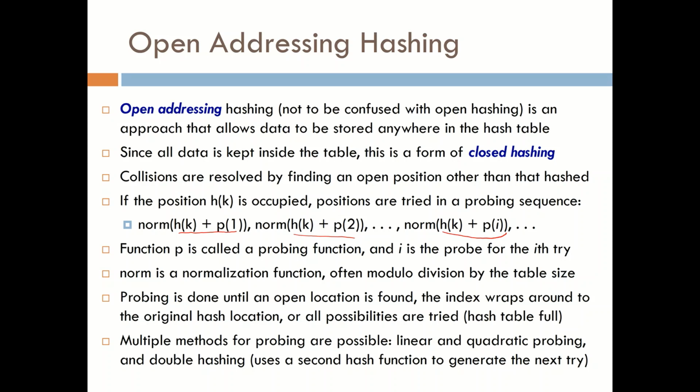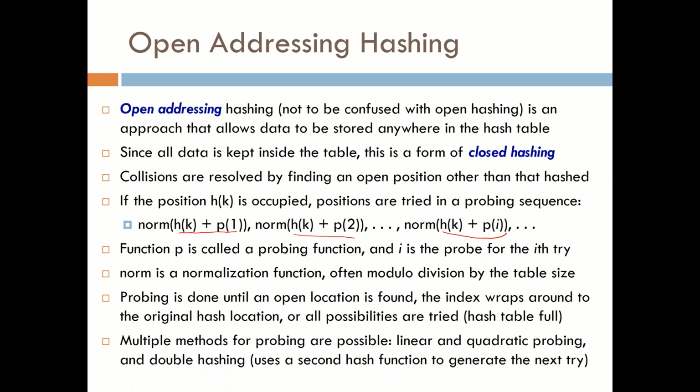The first time we hash into a table, that is its home position. That is not a probed location. We only begin probing if there is actually a collision at that location, and then we will add our first probe to h of k, and we will normalize. Normalize simply means mod by the table size. That's all normalize means here, because we need an index between 0 and m minus 1, if m is our table size, in order to be able to store the data.